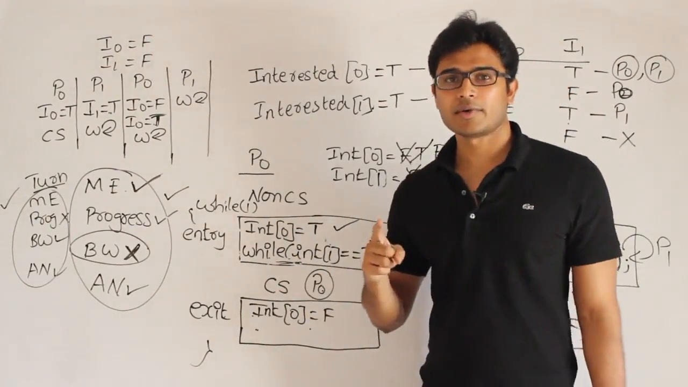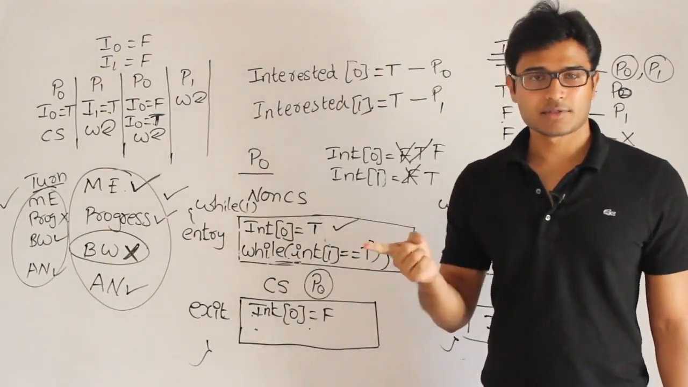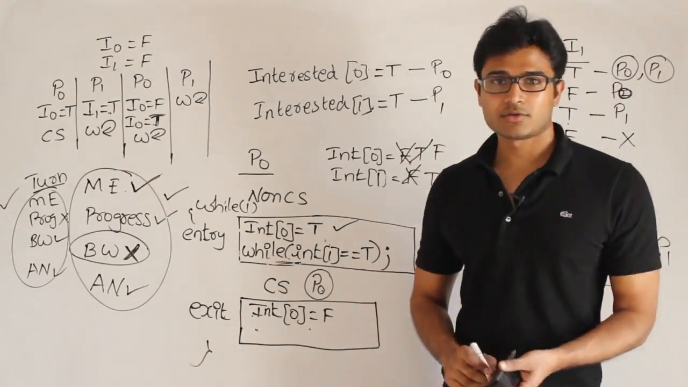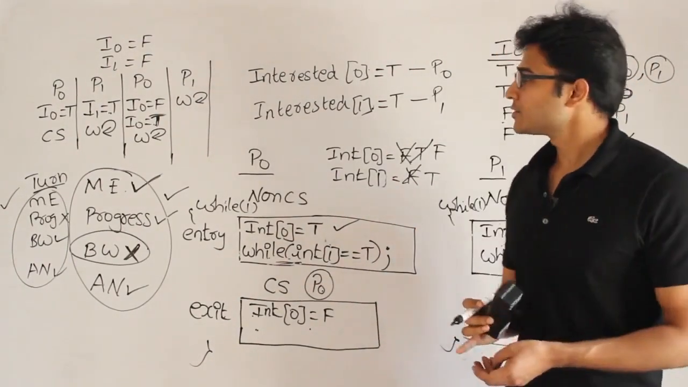So now we are going to combine the turn variable along with the interested variable, and we are going to come up with a beautiful solution that is called Peterson's. That is the most standard solution and very important. We shall discuss Peterson's solution.